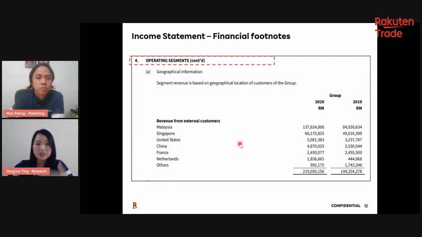So this is the function of the financial footnotes. Don't just focus on the financial statement itself. Just scroll lower a bit, and then you are able to read more details about the additional information on the income statement.